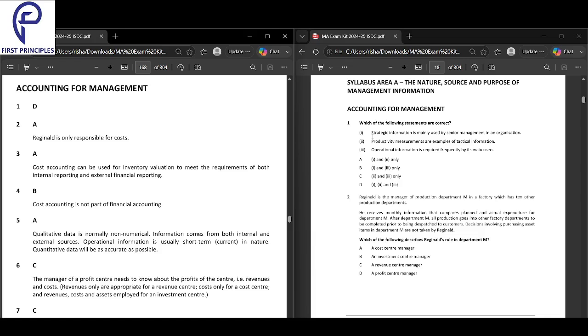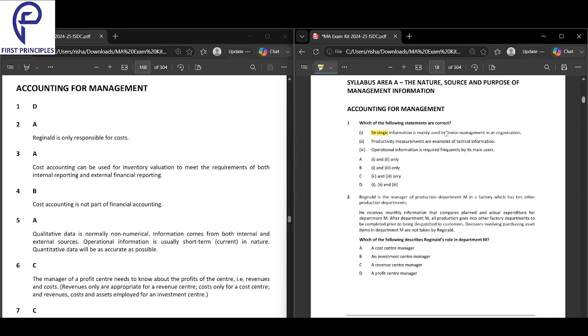So all the three are right here. Okay, strategic is mainly used by senior. Absolutely. S for strategic, S for senior, S for summarized. It has to be senior summarized.